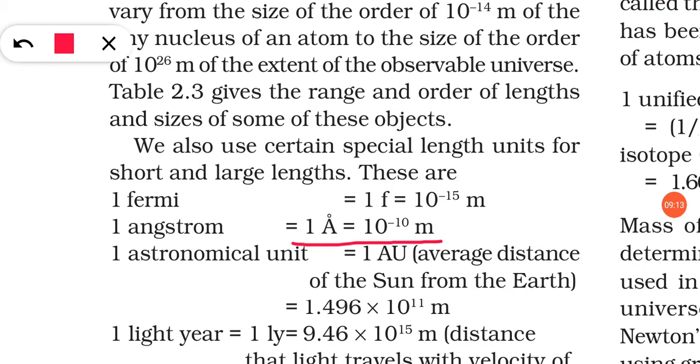Then there is a large unit, the astronomical unit. An astronomical unit is the average distance of the sun from the earth, counted from the earth. It is not an accurate distance but an average distance, and its value is 1.496 into 10 raised to 11 meter.